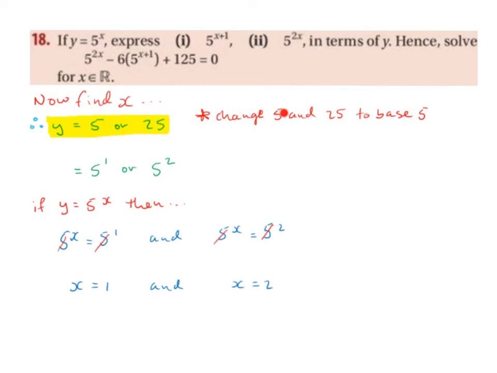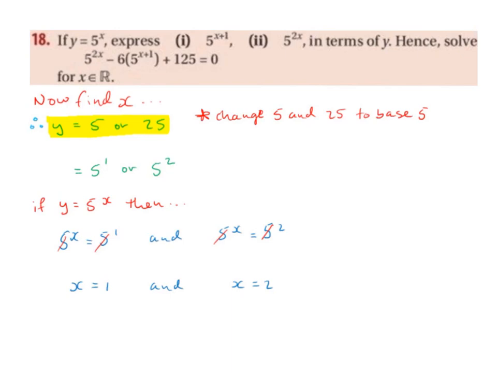So what I'm going to do is change the 5 and the 25 to a base of 5. 5 can be rewritten as 5 to the power of 1, and 25 can be rewritten as 5 squared. So I was told in my question that y is equal to 5 to the power of x. So I'm going to swap the y for 5 to the power of x, and the 5 for 5 to the power of 1. So I get 5 to the power of x is equal to 5 to the power of 1. I can cross off my base 5 on either side and equate my indices, so I end up with x is equal to 1. I bring down the x, the equals, and the 1, so x is equal to 1.